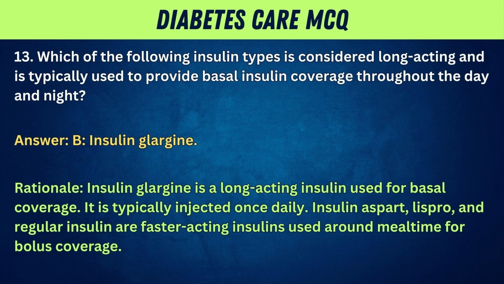It is typically injected once daily. Insulin aspart, lispro, and regular insulin are faster-acting insulins used around mealtime for bolus coverage.